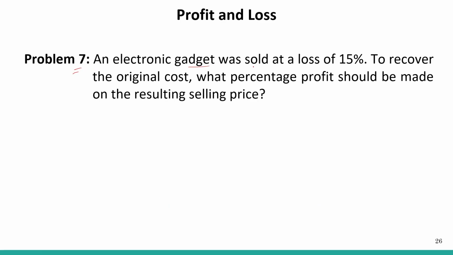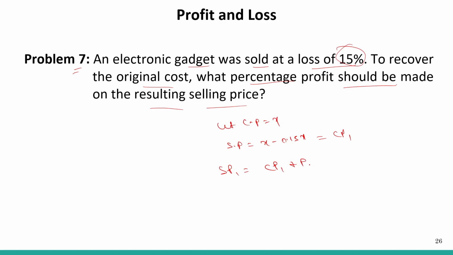An electronic gadget was sold at a loss of 15%. To recover the original cost, what percentage profit should be made on the resulting selling price? It was sold at a loss of 15%. Let CP be equal to X. So SP is equal to what? X minus 0.15x, right? To recover the original cost, what is the percentage profit? So this is the new CP, CP1. So SP1 is equal to CP1 plus P2, the profit percentage.